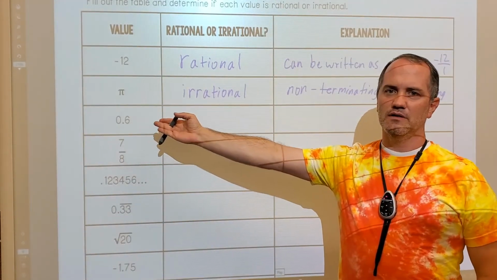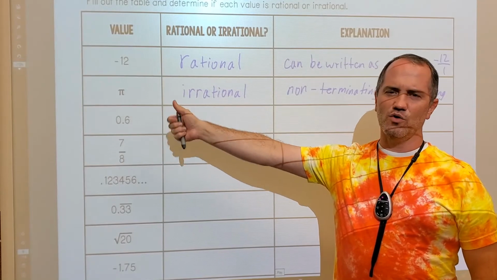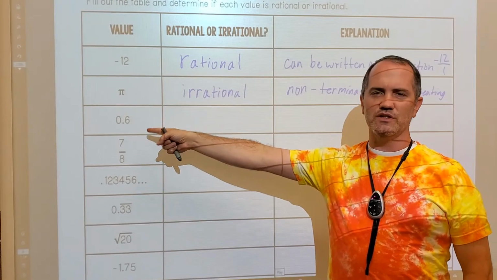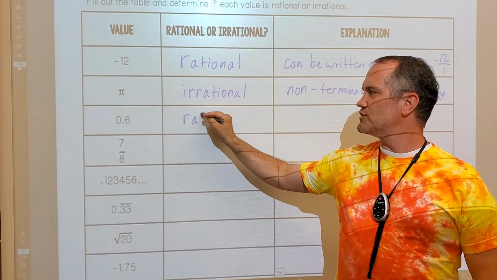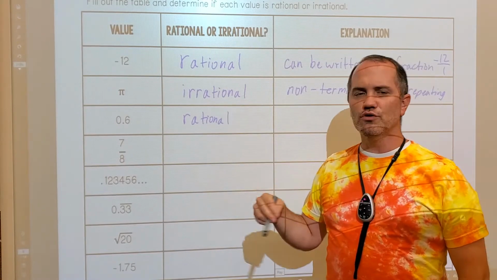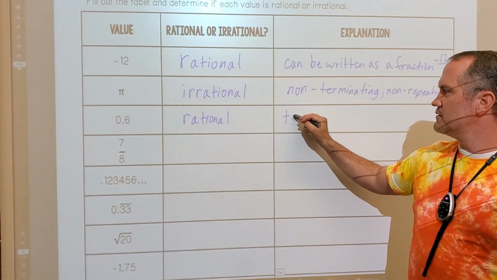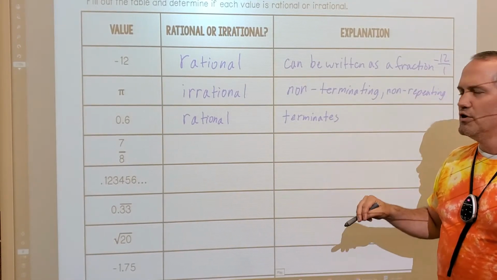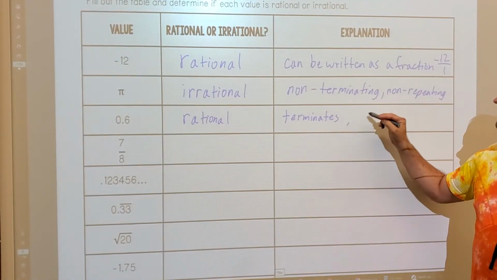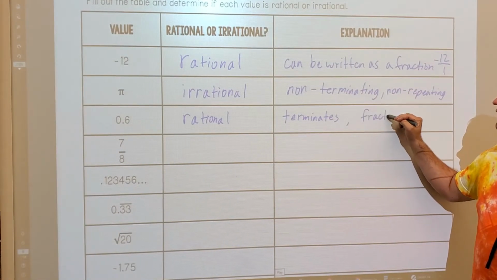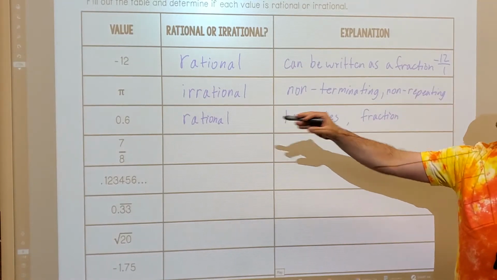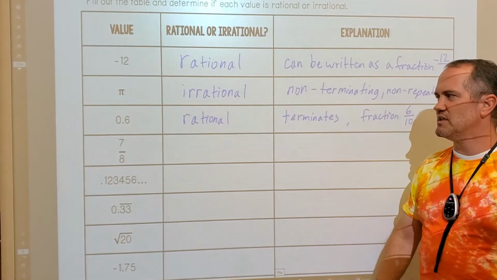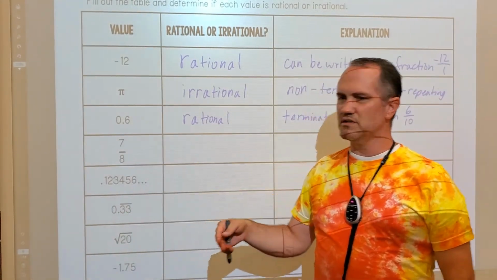0.6. We look at that decimal. Does it go on forever? Sometimes it's easy to look at. Does it go on forever without repeating? It just stops. So it is a terminating decimal. That makes it rational. So you could write that it terminates. You could also write that it's a fraction. We say that as 6/10. That's the tenths place, so 6/10.